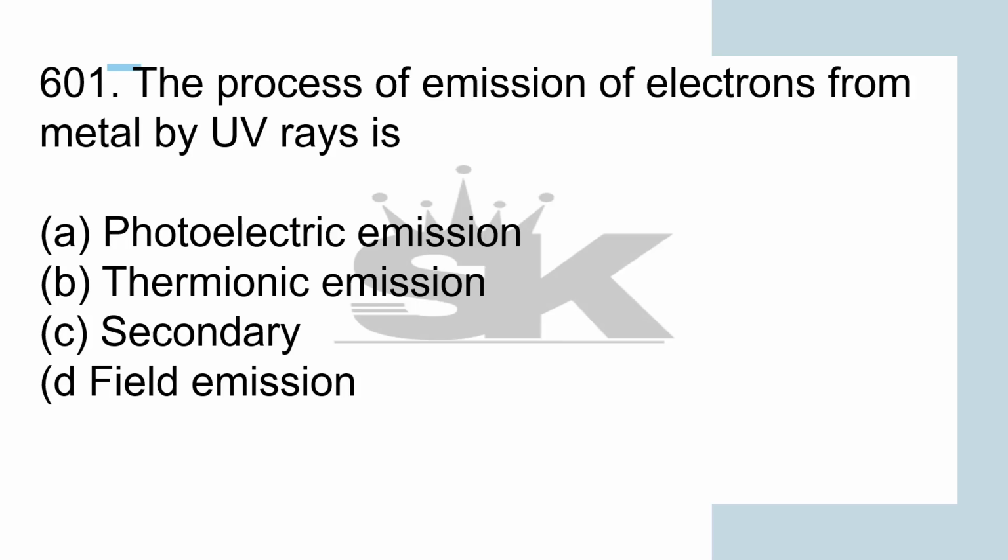The process of emission of electrons from metal by UV rays is... the answer is photoelectric emission. The phenomenon of emission of electrons by a certain metal surface when radiation of suitable frequency is incident on it is called the photoelectric effect, and the emitted electrons are called photoelectrons.